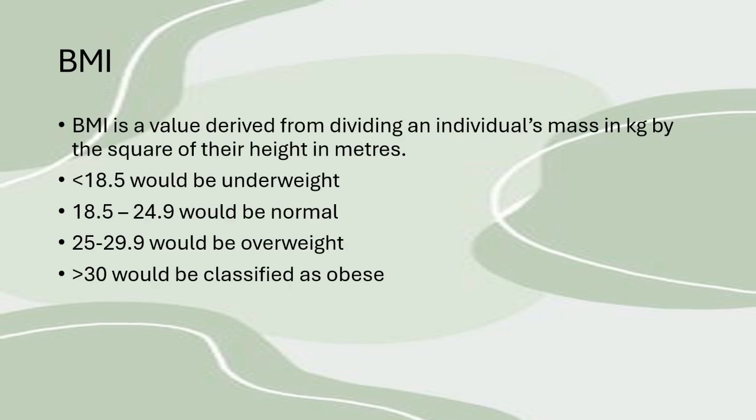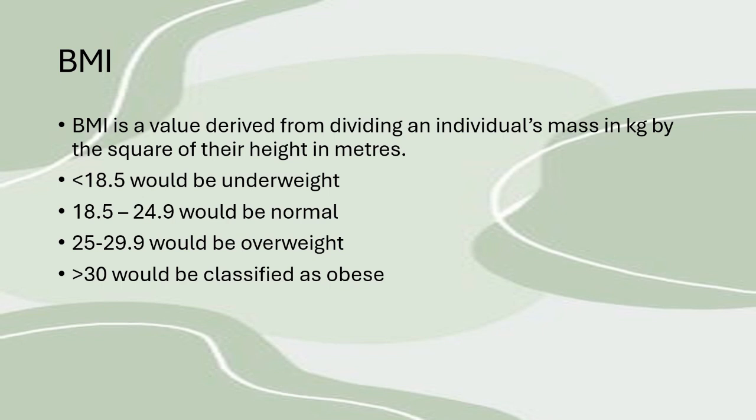So now looking at BMI, which stands for body mass index. Body mass index is a value derived from dividing an individual's mass in kilograms, once again keep an eye on the units, by the square of their height in meters. Once again, keeping an eye on the units. So mass is always in kilograms and height is always in meters. If they give you height in centimeters, which is very common by the way, make sure you convert it first, because if you don't, you're not going to get the right answer and you won't get the marks.